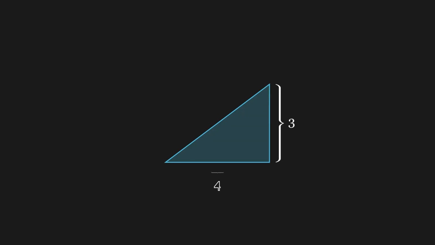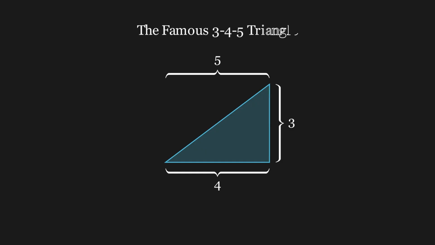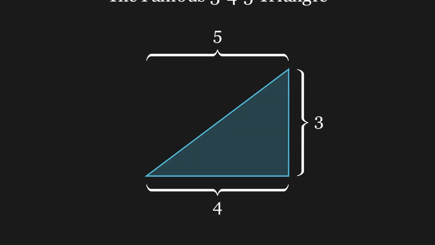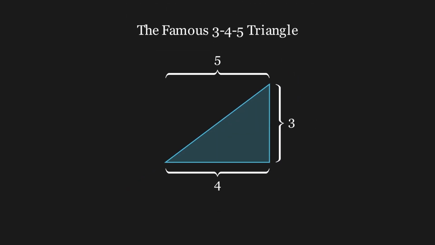Let's pick the angle theta sitting at the corner where the side of length 4 and the side of length 5 meet. So from theta's point of view, the side of length 3 is directly across from it. That's our opposite side. The side of length 4 is touching theta and is not the hypotenuse. That's our adjacent side. And the side of length 5, opposite the right angle, is our hypotenuse.